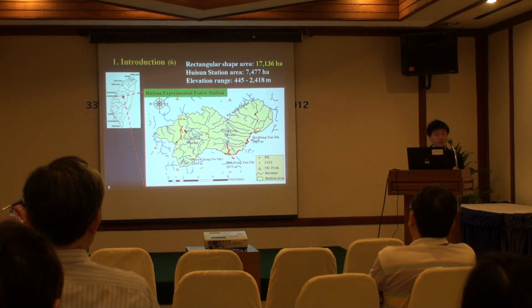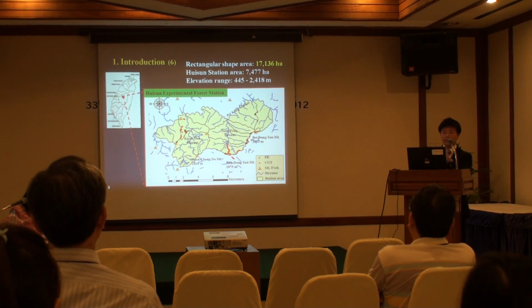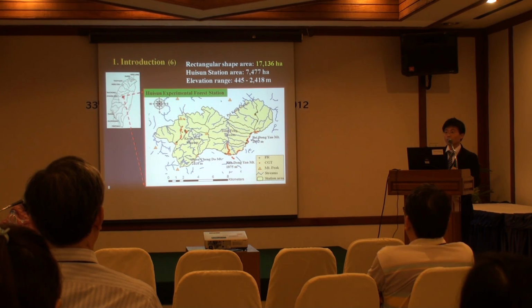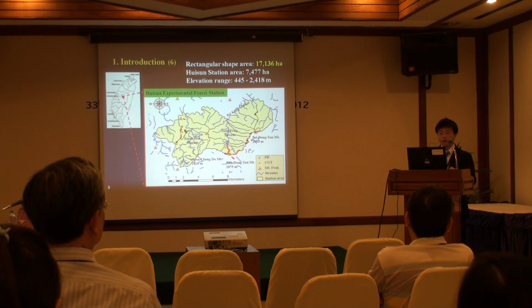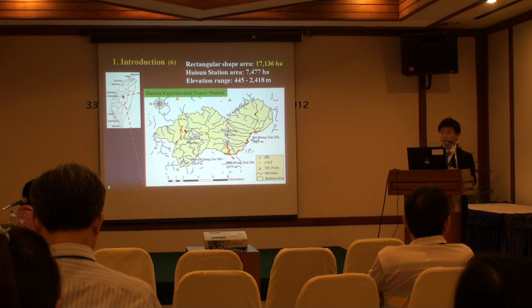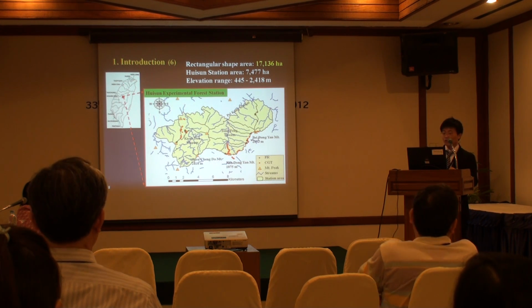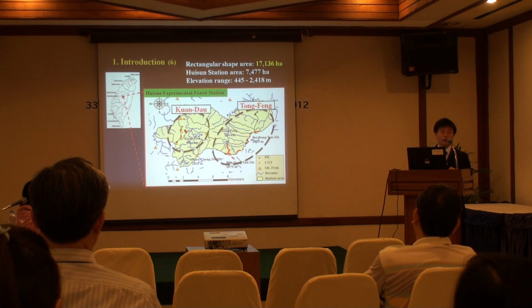Next, our study area is rectangular in shape and encompasses the Huishun forestation. Huishun forestation is a representative forest in central Taiwan. The elevation ranges from 444 to 24 altimeter, and the CGT and FR samples were obtained by GPS, collected from the Dongfeng and the Guandao 2 sites.